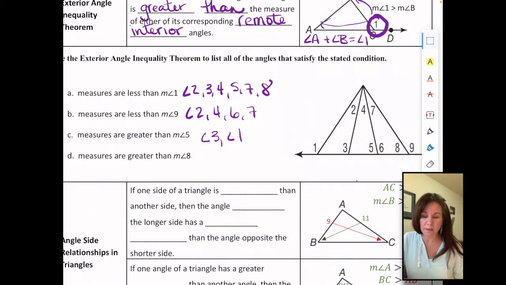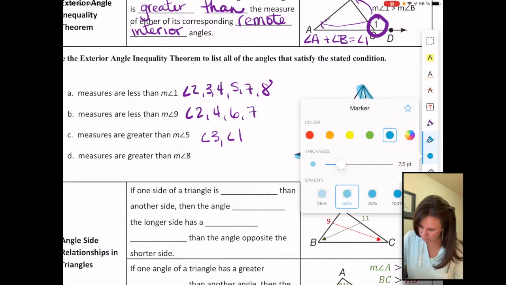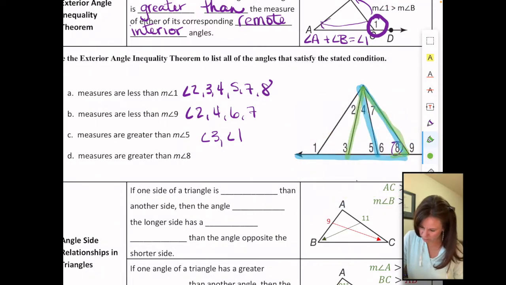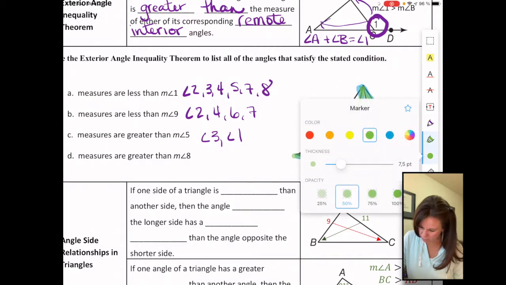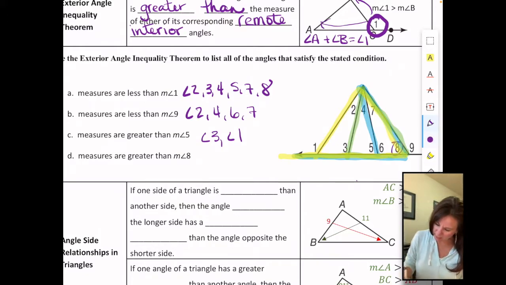Measures that are greater than the measure of angle 8. So same thing. Now 8 is some remote interior angle to what exterior angles? So let's find some triangles. So there's one. And then another one ends here. See that one? And then the other one looks like there's another one here. Lots of layers of triangles in this one. But it looks like the measure of angle 8 is less than 1 and 3 and 5.